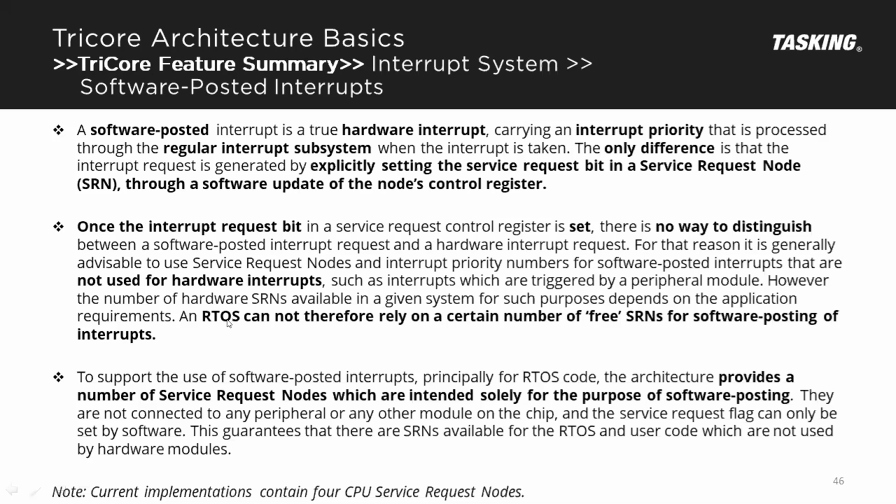So sometimes for the RTOS, it's very important to secure such SRNs that don't relate or connect to any hardware source. In this case, you could use these SRNs, which could be dedicated to the RTOS, and these other SRNs will not generate any interrupt coming from the hardware. So at least from the operating system point of view, you know that this interrupt comes from software posted interrupts.